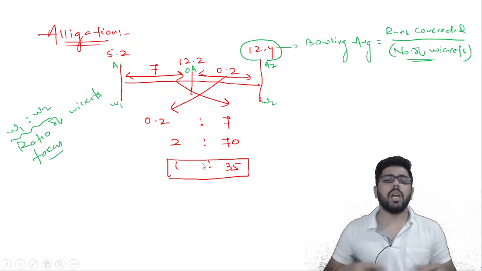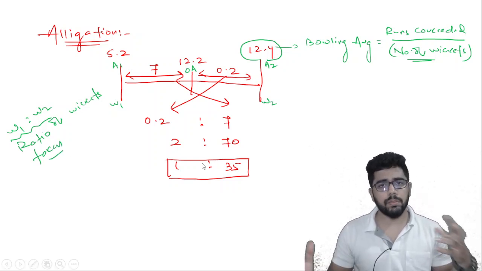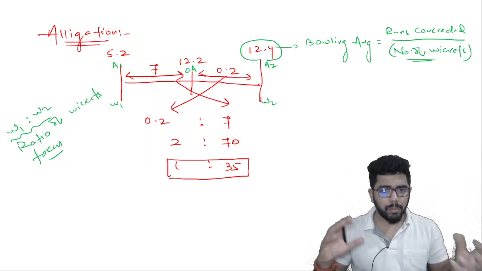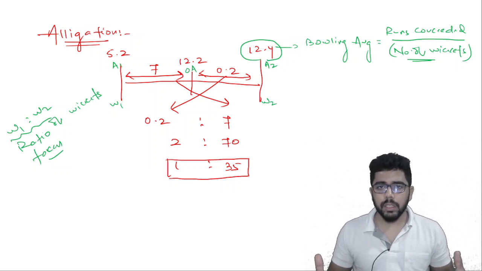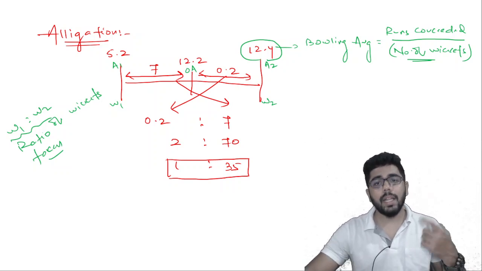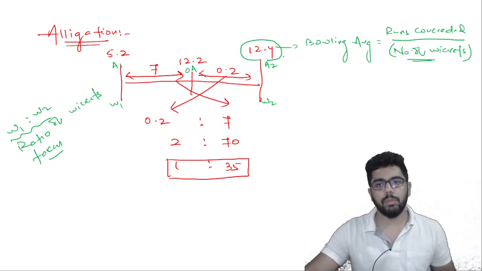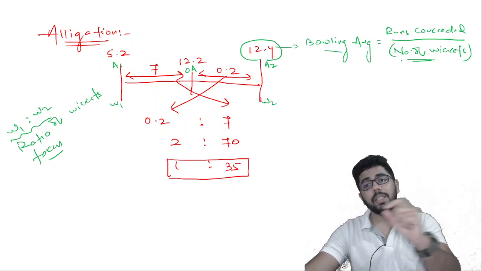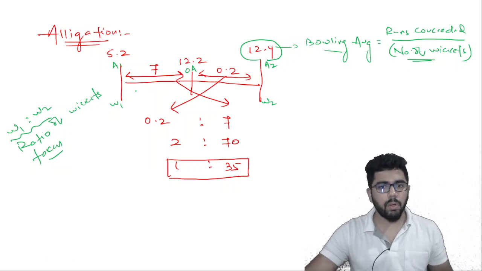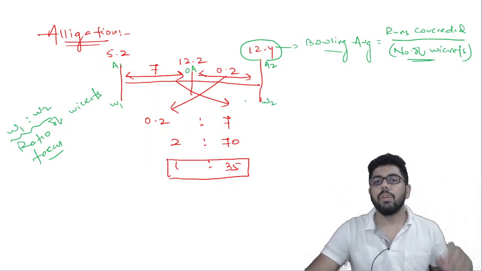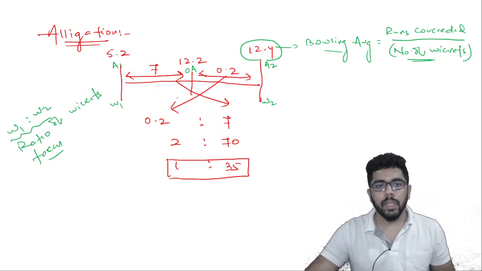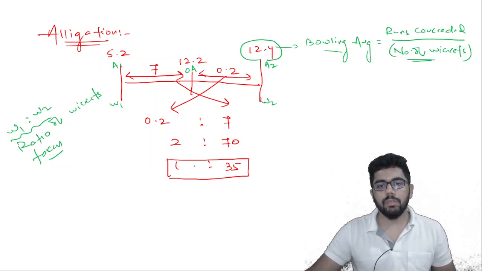Because I got the ratio, how will I know this? Is this the ratio of the number of runs conceded, or the number of matches, or the number of wickets taken? How do I know that? For that you have to understand what it is that you have taken on the top. You have taken bowling average. So whatever is there in the denominator of that will be in the bottom level. So W1 is to W2 will be the ratio of the wickets taken. That means 1 is to 35 is the ratio of wickets taken.